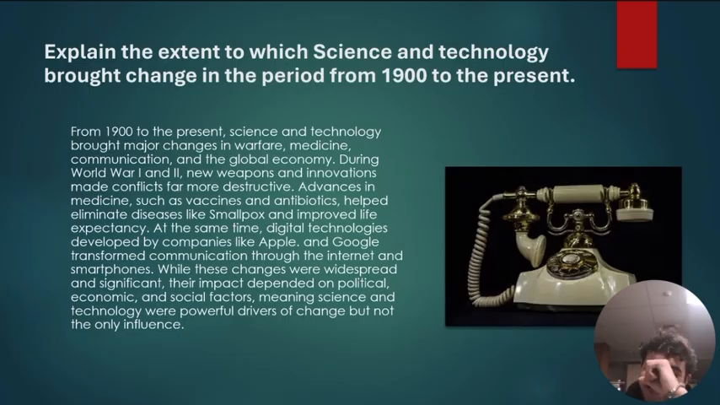First, to what extent did science and technology change in the period from 1900 to the present? From 1900 to the present, science and technology brought major changes in warfare, in communication, and the global economy. During World War I and II, new weapons and innovations made conflicts far more destructive. Advances in medicine such as vaccines and antibiotics helped eliminate diseases like smallpox and improve life expectancy.